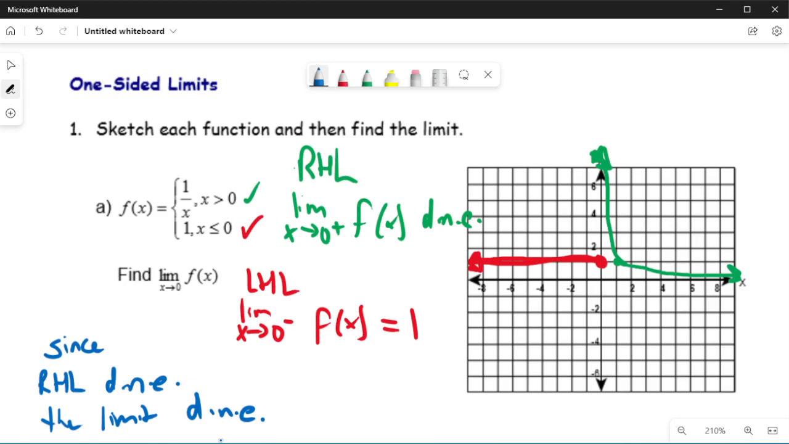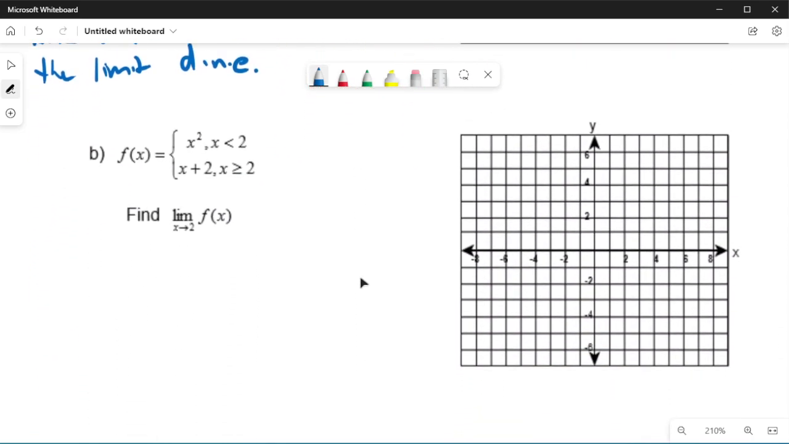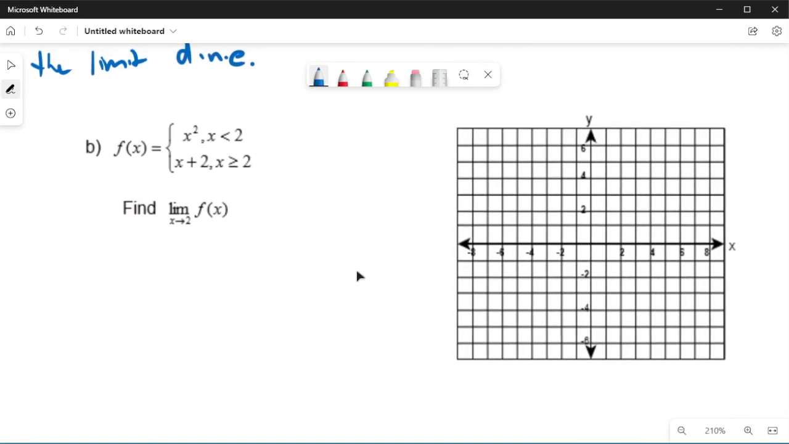So remember, for a limit to exist, it must exist on the right, it must exist on the left, and the two sides must agree, and that test is failed here as the right-hand limit does not exist in the first place. Now, for this one, right, what is the limit as x approaches 2 of this function?